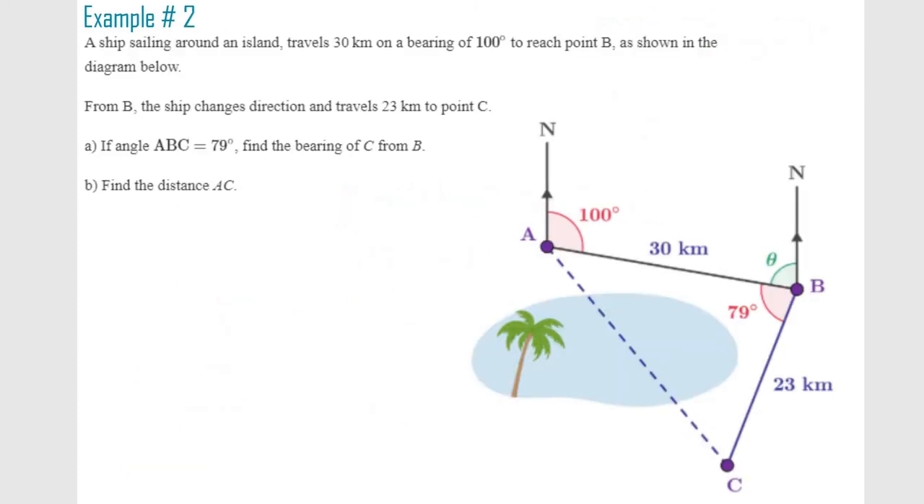All right, so now we have a second example. We have a ship sailing around an island. So they're traveling along this way. We want to find the bearing of C from B. So we're at B, so this is from B, so we're here.